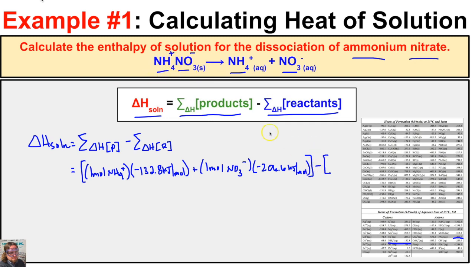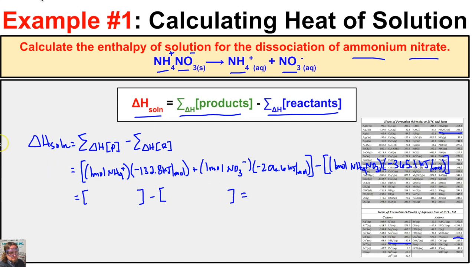And if we take a look here, we have a coefficient of 1. So what that means is we have 1 mole of ammonium nitrate. And we're going to multiply this by the heat of formation of our ammonium nitrate, which is negative 365.1 kilojoules per mole. And so let's figure out what this first bracket is going to be, and then we'll subtract our second bracket here. And that's going to give us our final answer.